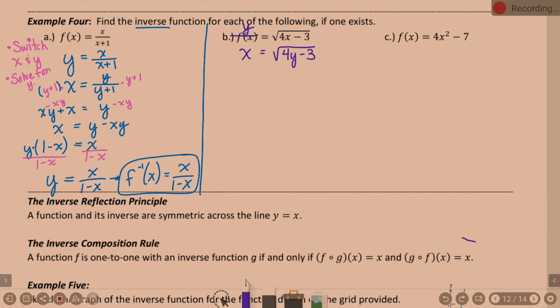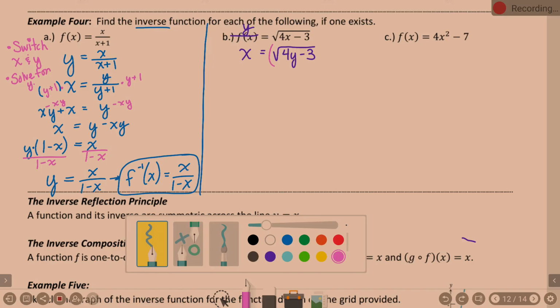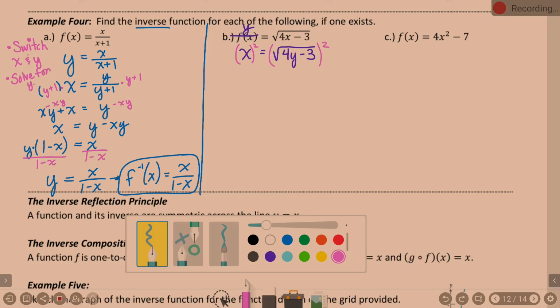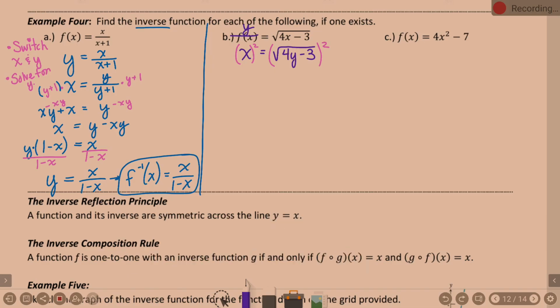Square both sides. Okay, your job is to get y by itself. y is under that square root, so we are going to square the square root to get rid of it. If you square one side, you square the other. On this side, x, when you square it, becomes x squared. What happens when we square a square root? The square root and the square cancel each other out, leaving me with 4y minus 3. I said this one was easier, didn't I?